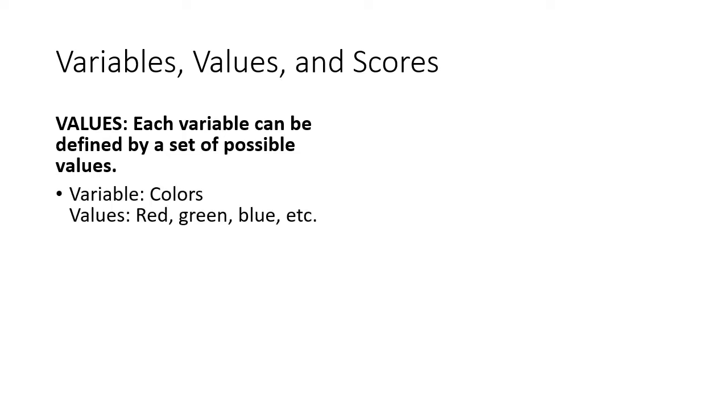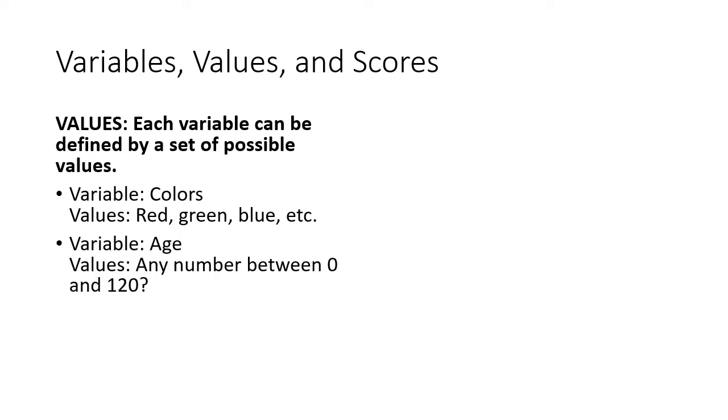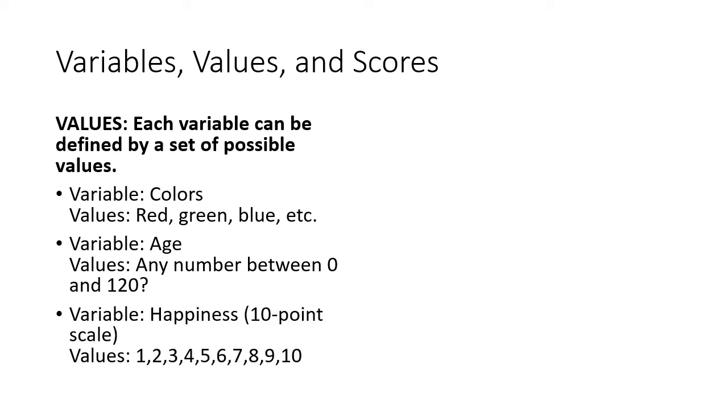If the variable is color, the values might be red, green, blue, and so forth. If the variable is age, we might have any number between 0 and 120 as possible ages. If the variable is happiness measured on the 10-point scale, then every number between 1 and 10 are the values.